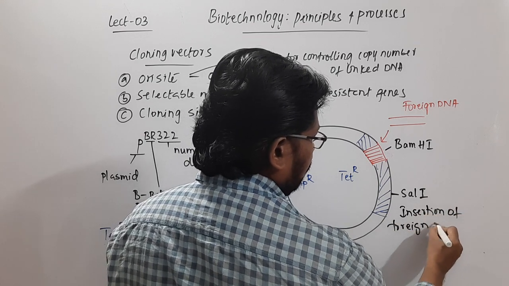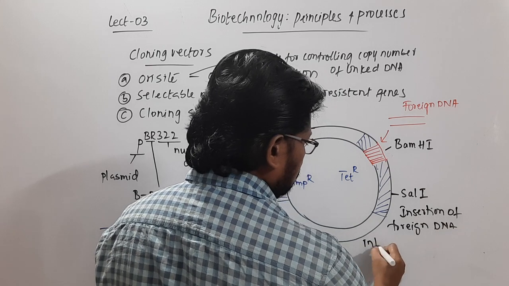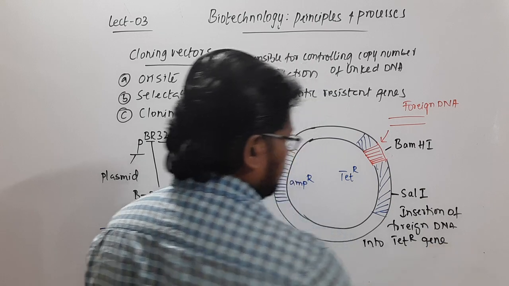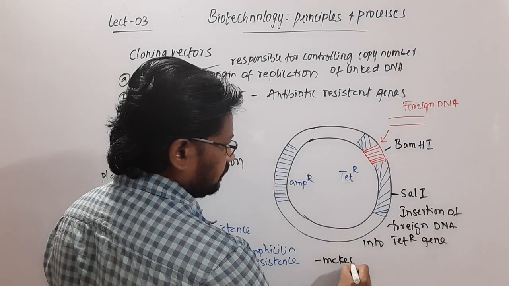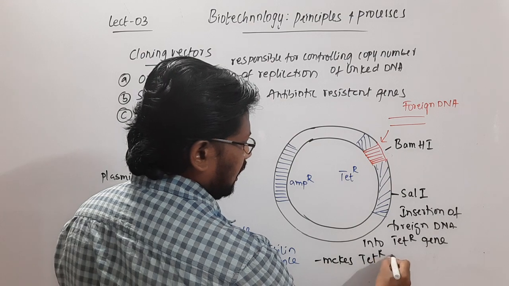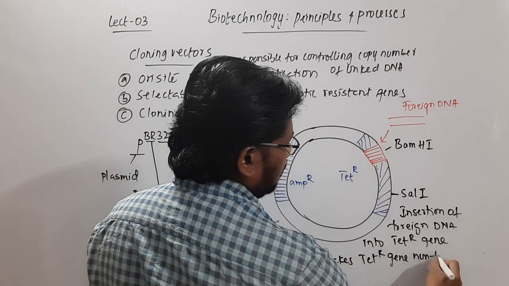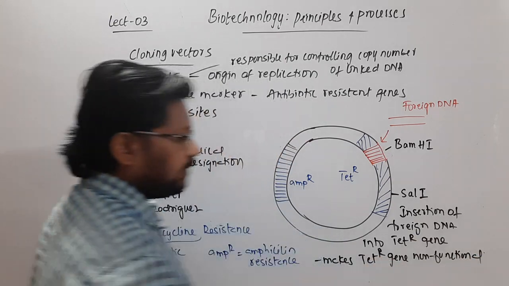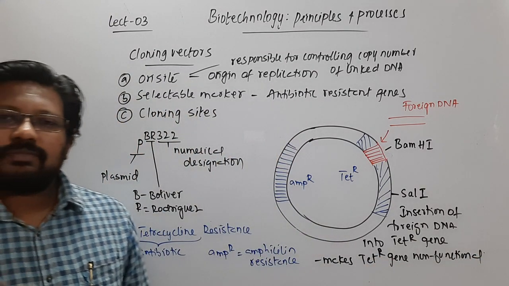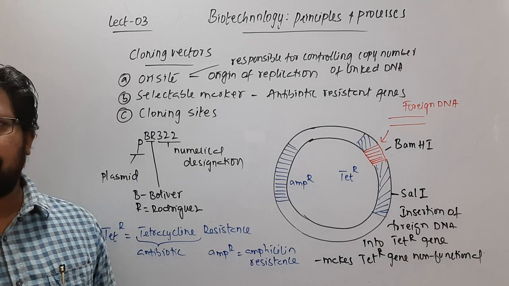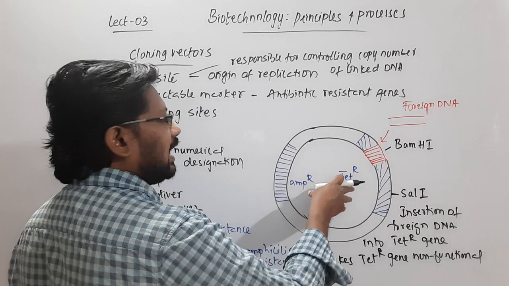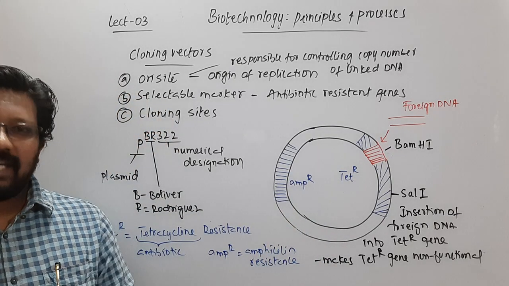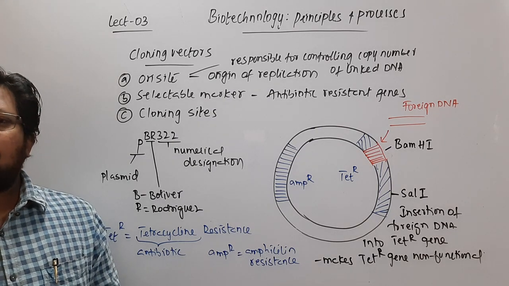So insertion of foreign DNA into the TetR gene makes the TetR gene non-functional. It will be of no use. This will actually help me to identify the colonies that have taken up the foreign DNA and the ones that did not take it.